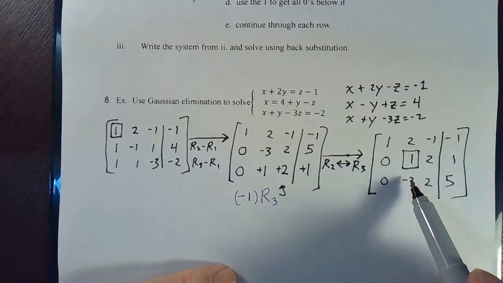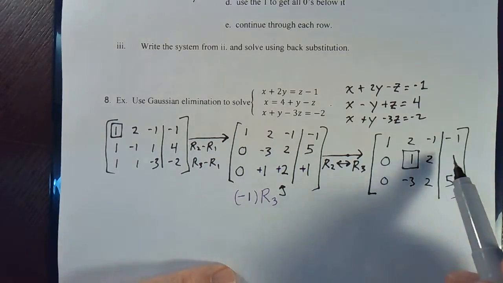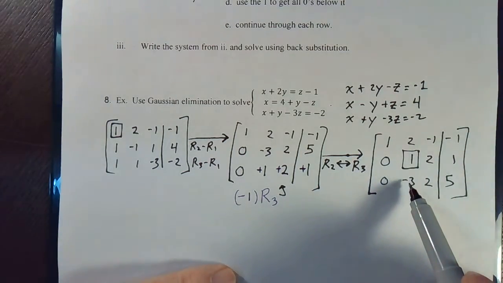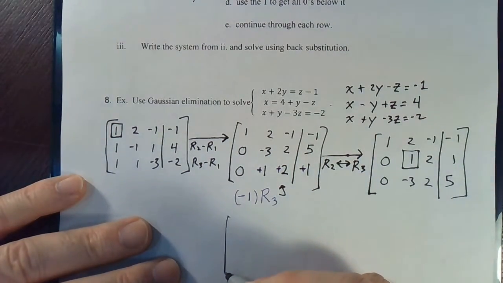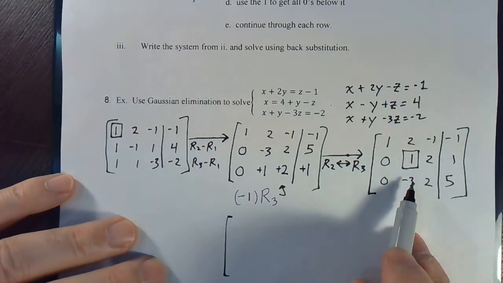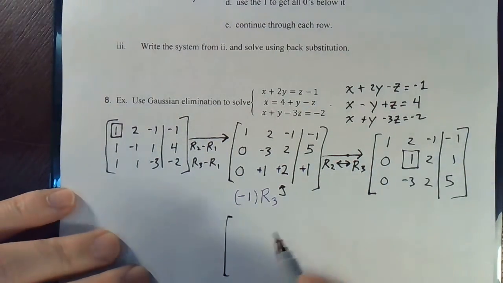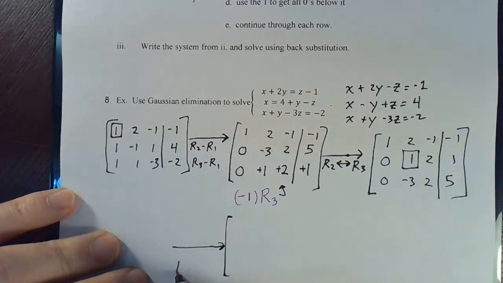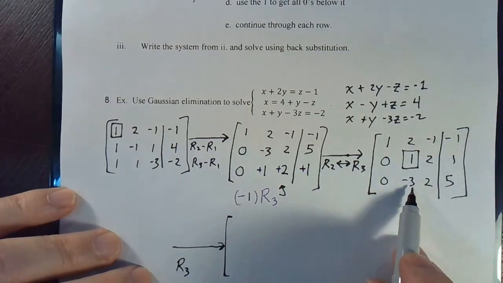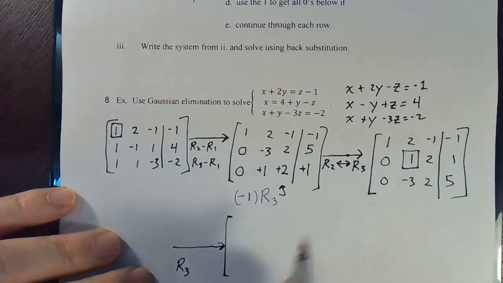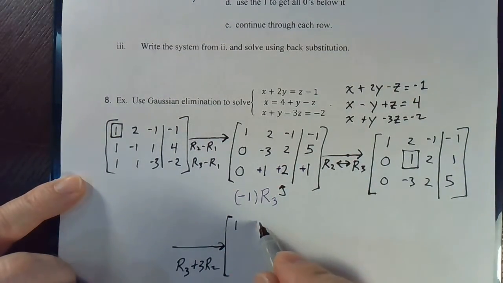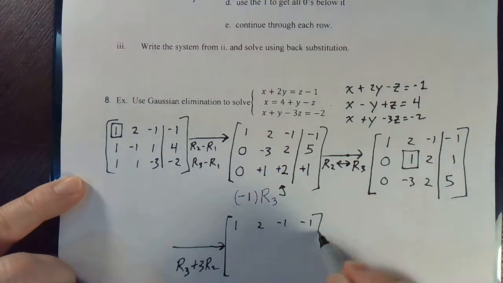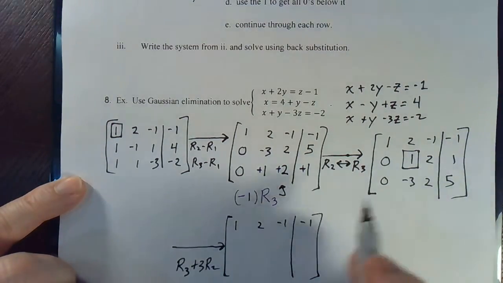So if I were to add 1, well, that wouldn't do it. But if I add 3 times row 1 into this, I'd get a 0 here. So I'm going to do, for a row operation, row 3 plus or minus. It'd be plus 3 times row 2. So row 1, no change. 1, 2, negative 1, negative 1. Row 2, no change.